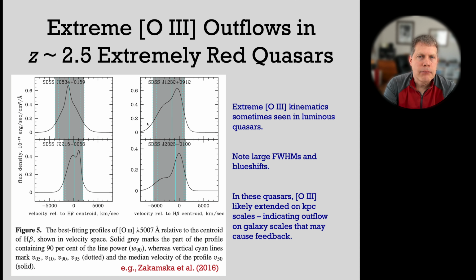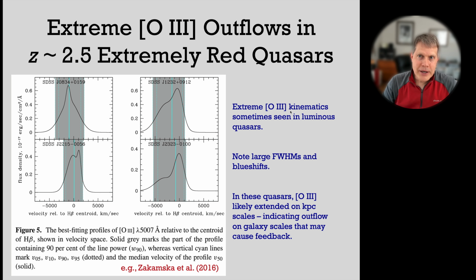And you can see that in many cases here, you see very broad O3 emission. Note here that's minus 5,000 to plus 5,000 kilometers per second, where I believe blue shift is over in the positive direction in this particular plot. And so you often see blue shifted and very broad in terms of full width half maximum, spanning thousands of kilometers per second O3 emission.